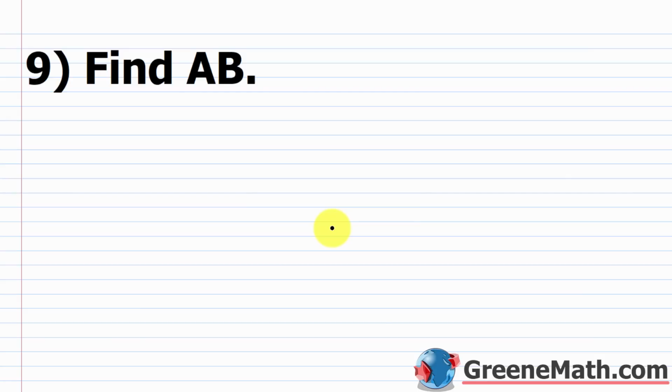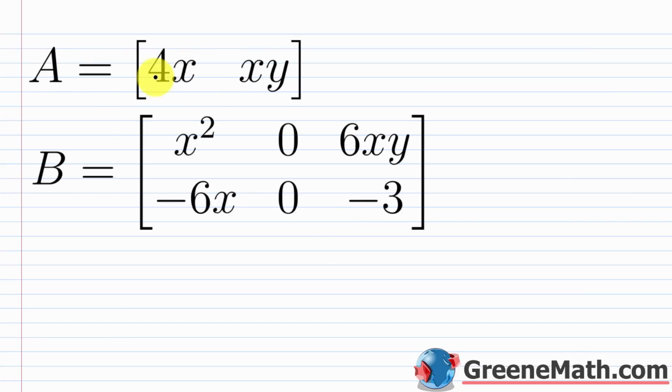All right, for problem 9, we want to find AB. So this is our matrix A, and this is our matrix B. So again, can we do the operation? Well, for matrix A, this is going to be a 1 by 2. So you have 1 row and 2 columns. For matrix B, we have a 2 by 3. So 2 rows and 3 columns. So yeah, we can do the operation. The columns from A do match up with the rows from B.